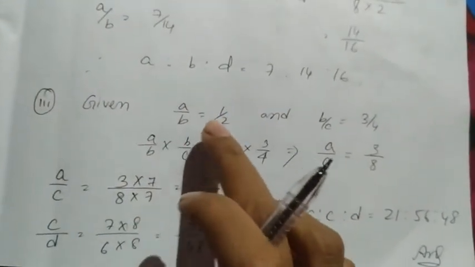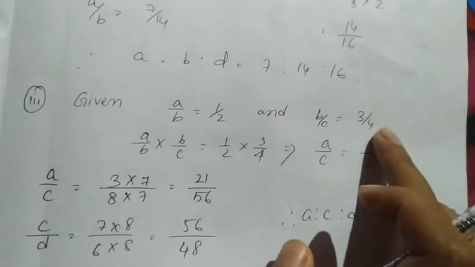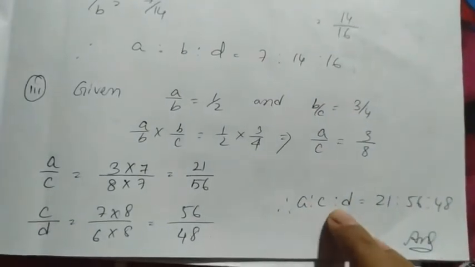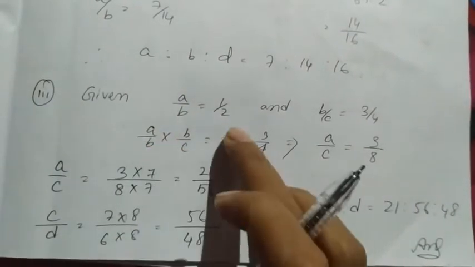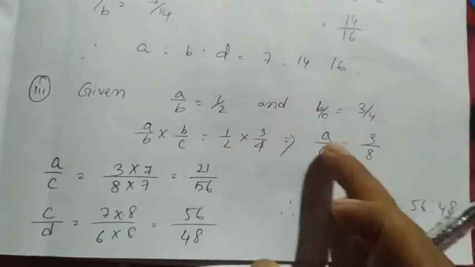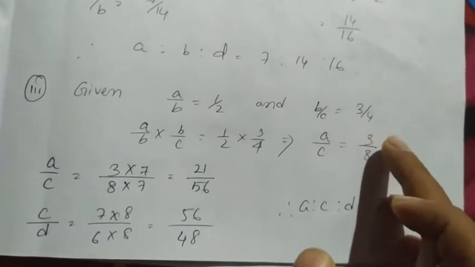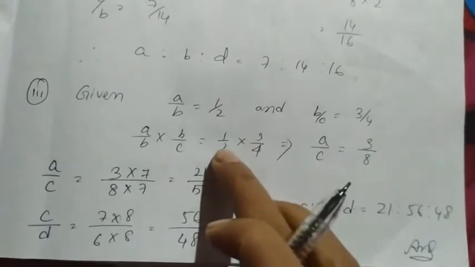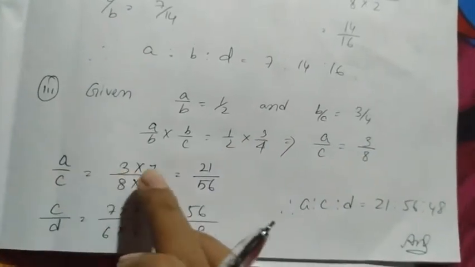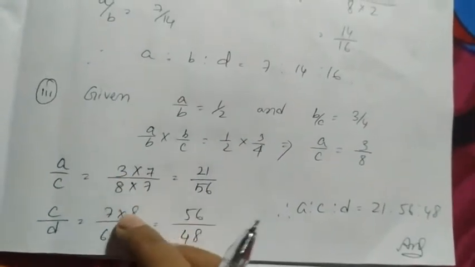Given a/b = 1/2, b/c = 3/4. So you have to find a : c : d. So you see, a/b into b/c, b gets cancelled out, 1/2 into 3/4. So a/c is equal to 3/8.